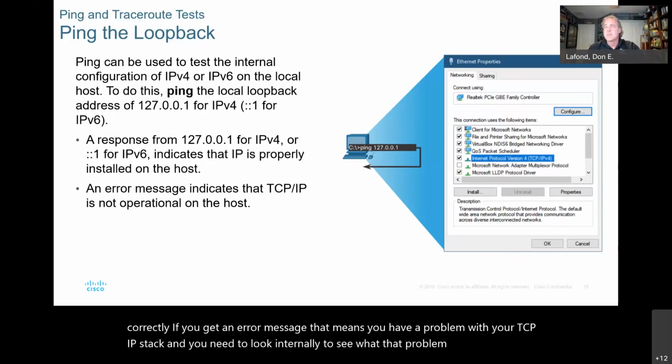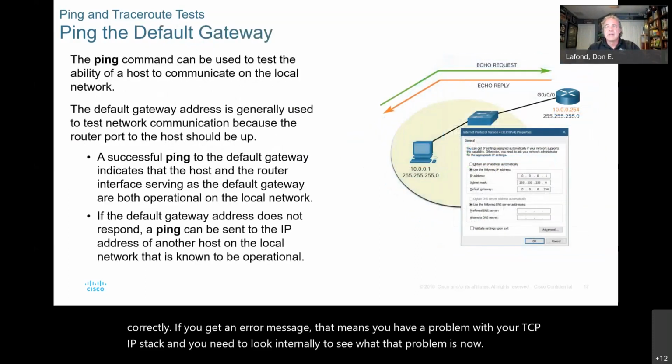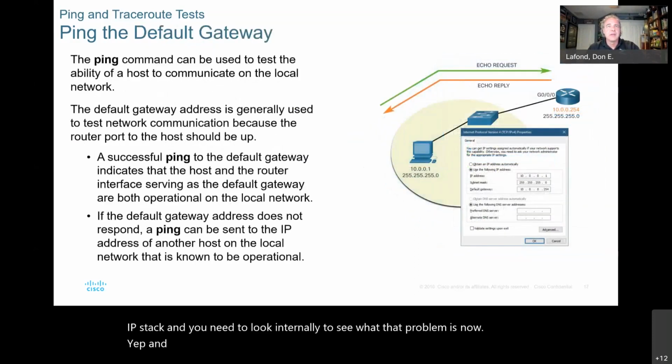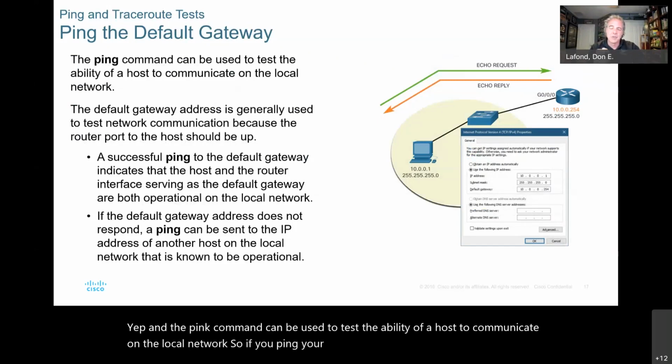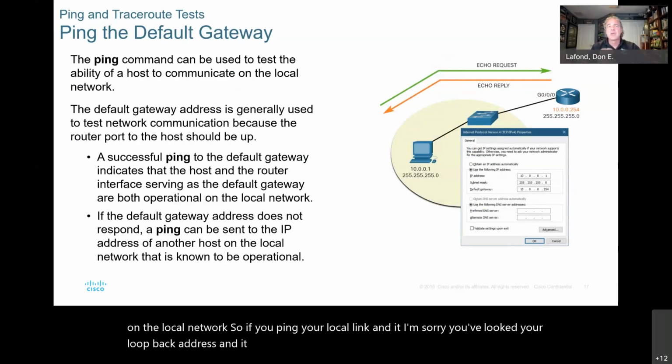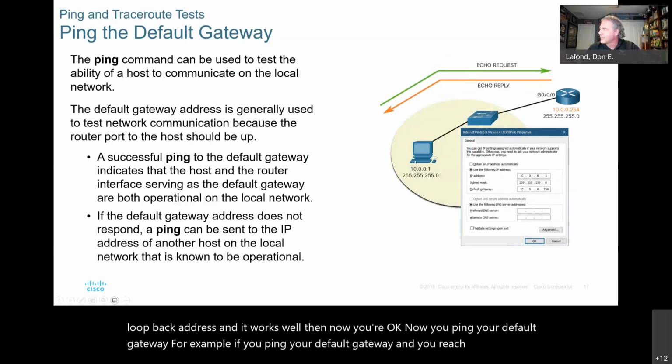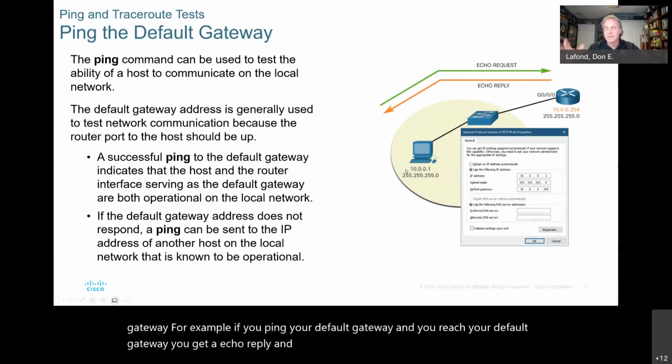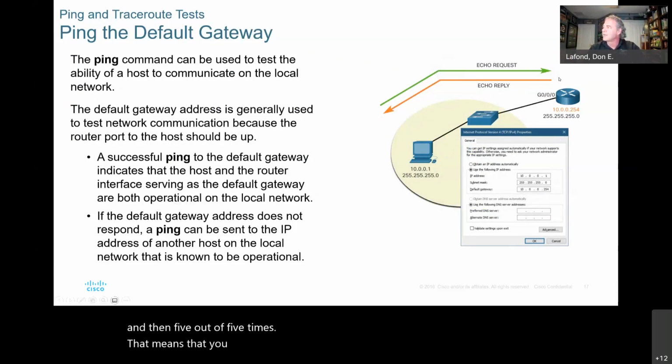And the ping command can be used to test the ability of a host to communicate on the local network. So if you ping your local link and your loopback address and it works, well, then now you know you're okay. Now you ping your default gateway, for example. If you reach your default gateway, you get an echo reply and it says that you reach 4 out of 5 times and then 5 out of 5 times. That means that you and your network is configured properly.